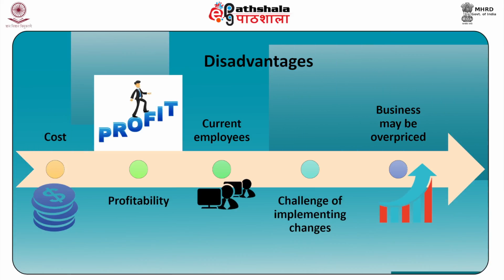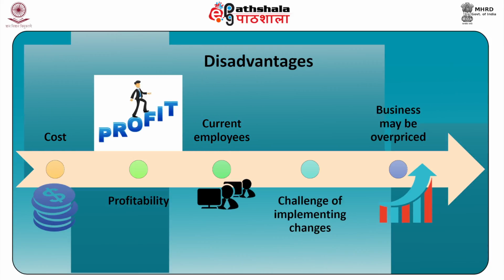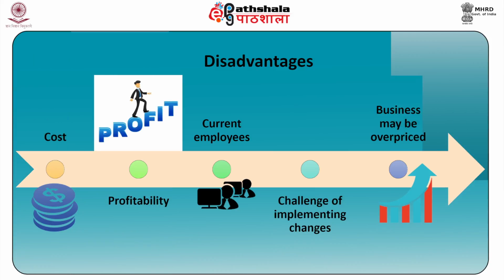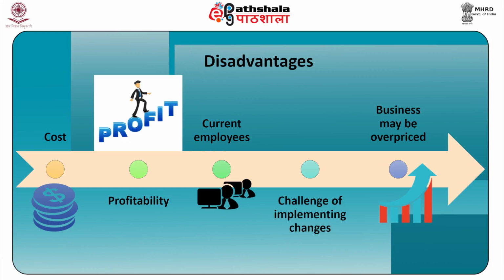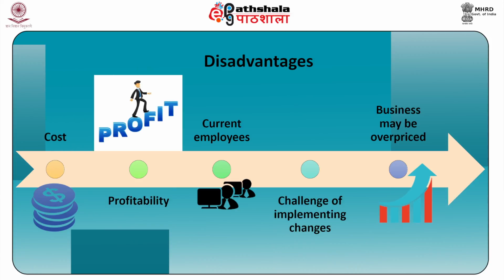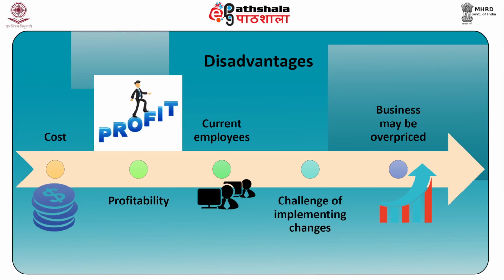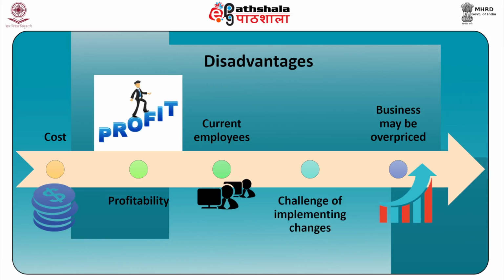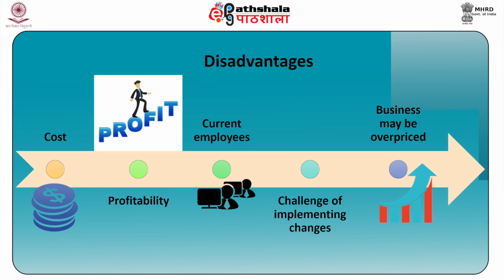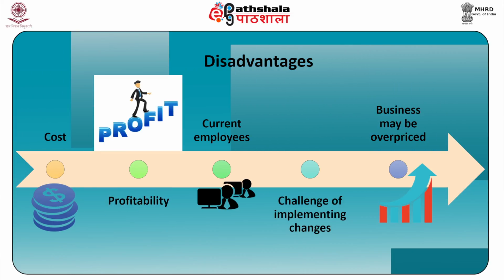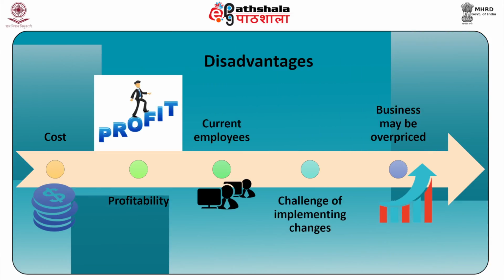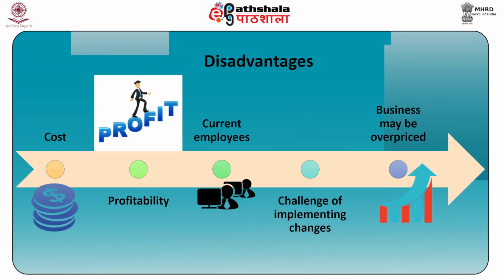Third, current employees. The employees of the current owner might not be able or willing to adapt to the new owner's vision and management style. Fourth, challenge of implementing changes. As mentioned earlier, it becomes very difficult for the new owner to change the precedents set by the previous owner. Hiring, firing, compensation, promotion policies for the employees, company policies with customers, etc. are not easy to change.